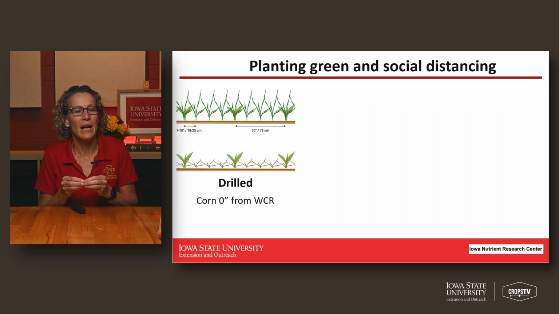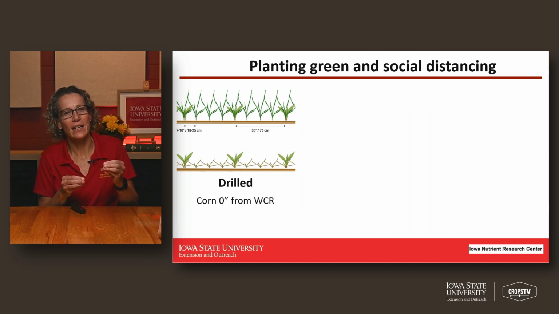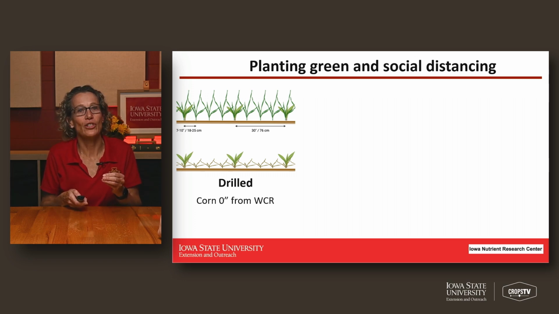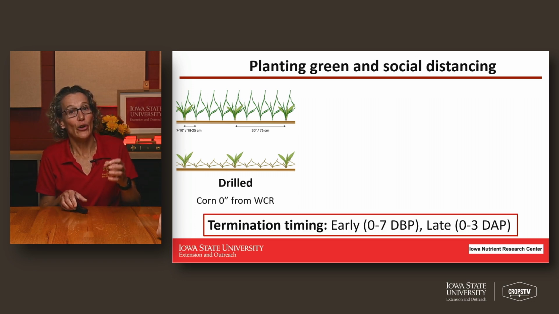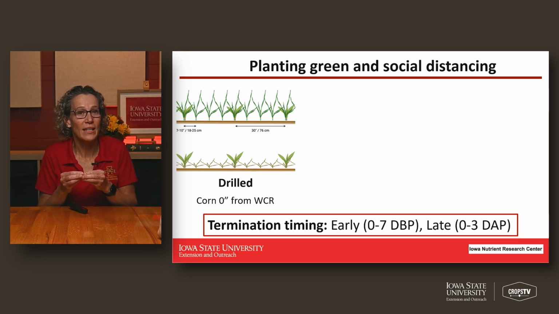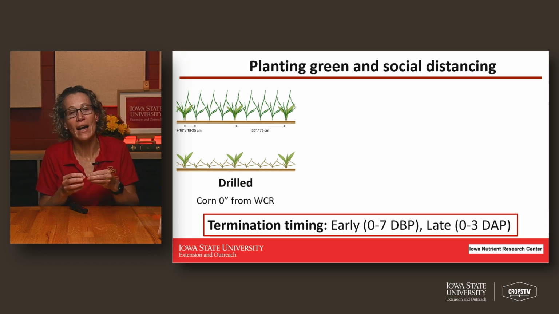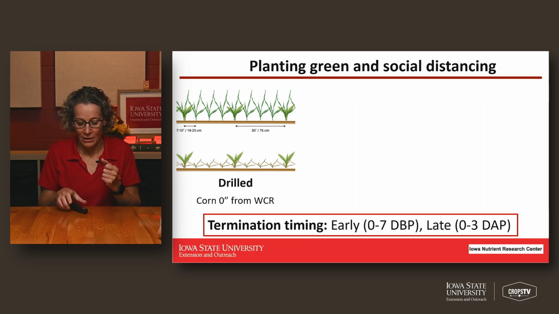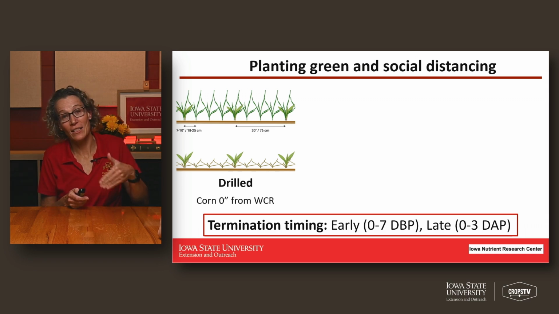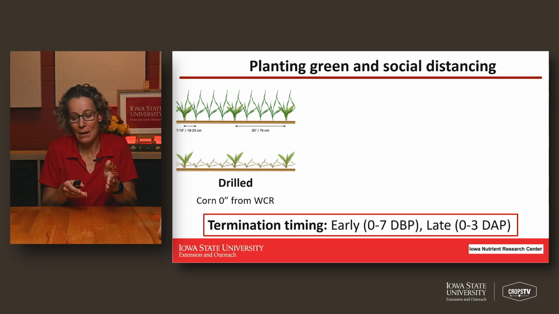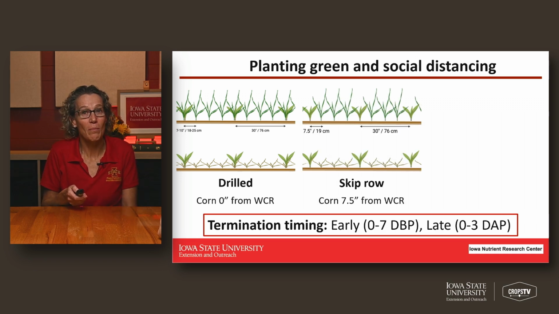In this case, we had the rye that was terminated early, so at least 7 days before planting. And then we planted the corn into the green rye, and so we terminated that rye at or soon after planting. So now we have the separation in time and the separation in space. We needed to combine that.